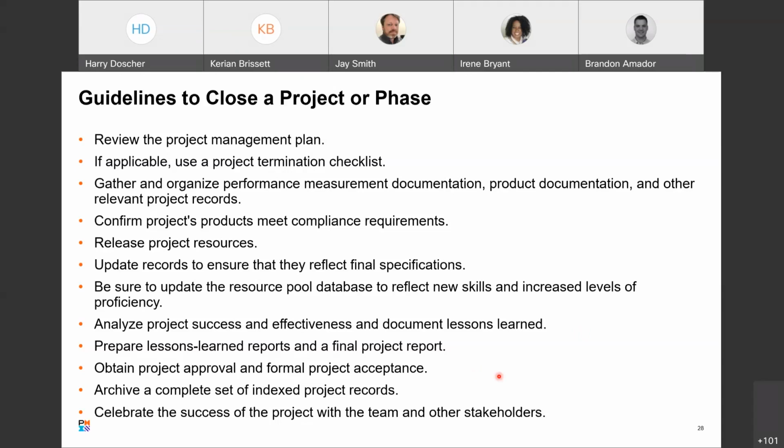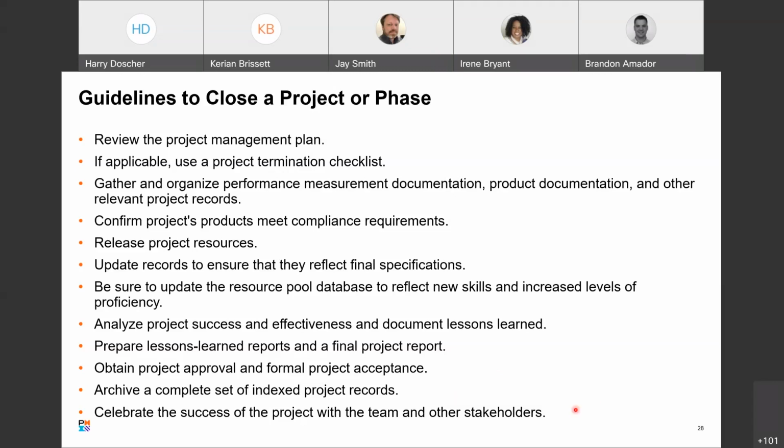Obtain project approval and formal project acceptance. This would be from your customer or the delegate, and also internally too. Can be from leadership and from your financial representatives. Archive a complete set of indexed project records so that they can be used to learn from in case there's another project similar to yours.